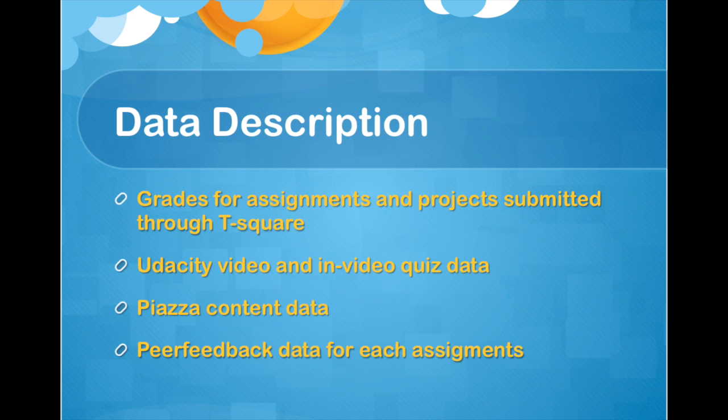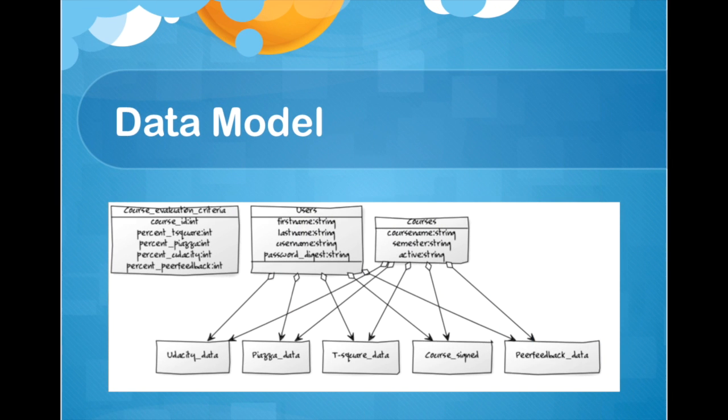The T-square data is straightforward. It's a comma-separated file with scores from various assignments, projects, and exams. The Udacity data comprises video and quiz completion information. The data was further tied to the course syllabus to further segregate the data on a weekly basis.